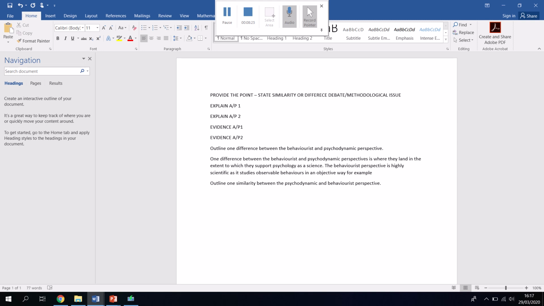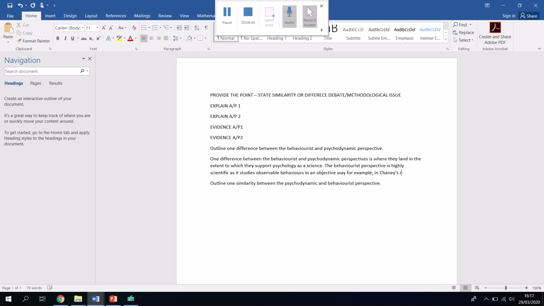For example, okay, so what I'm going to do is, rather than do explain, evidence, I'm going to do my explain, evidence instead. So I've explained for the behaviourist perspective. Now I'm just going to provide an example for a study.